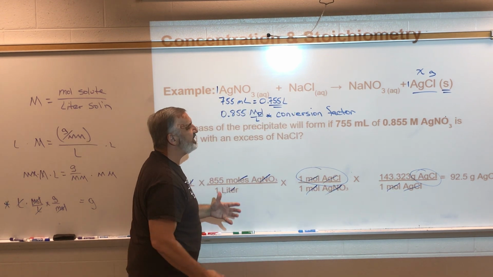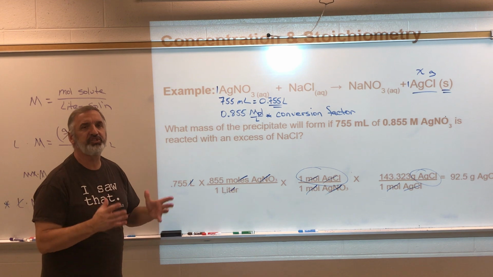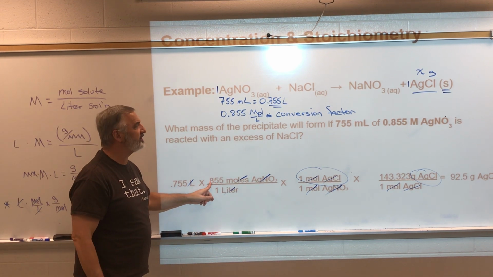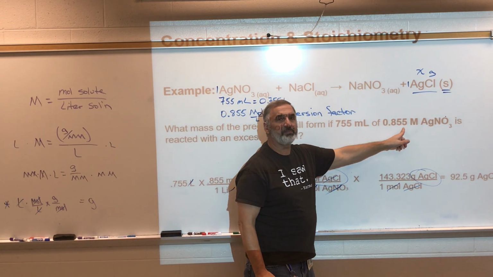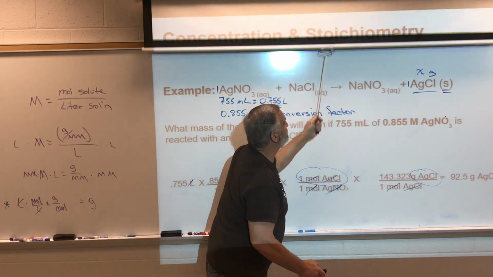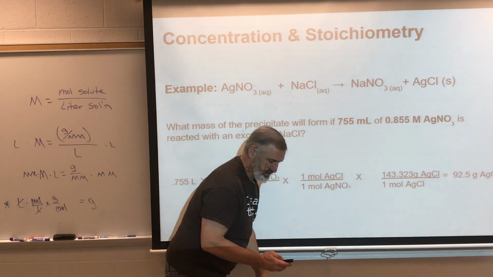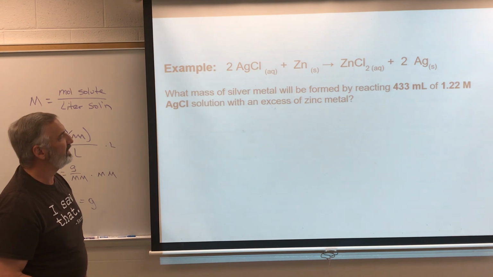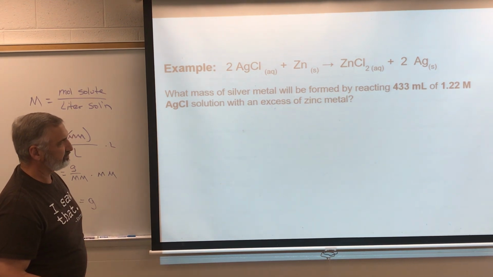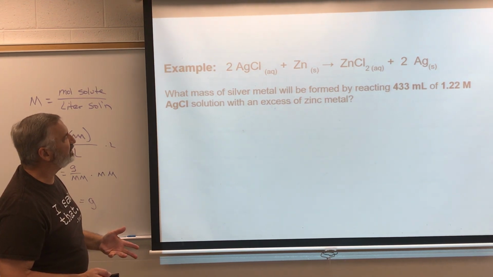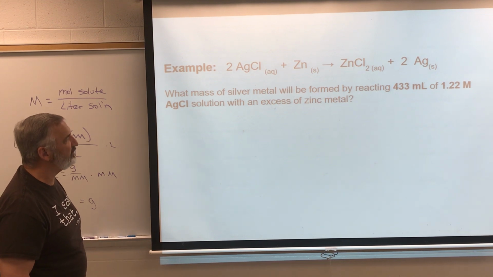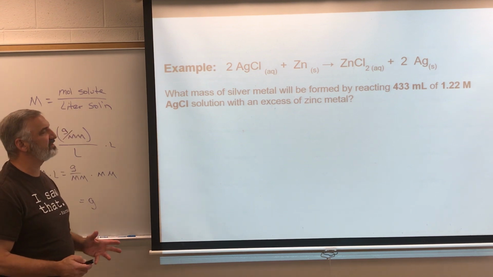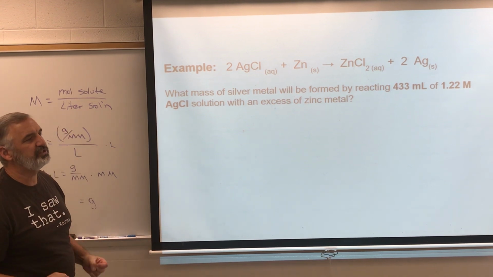Okay? So it's a very simple, straightforward problem, just like all your other stoichiometry problems. We're just adding in a new conversion factor, but it's given in the problem. Okay? So, maybe take a second, pause this video, see what you can do with this one. What mass of silver metal will be formed by reacting 433 milliliters of 1.22 molar AgCl solution with excess zinc nitrate? Pause the video, see if you can do this.